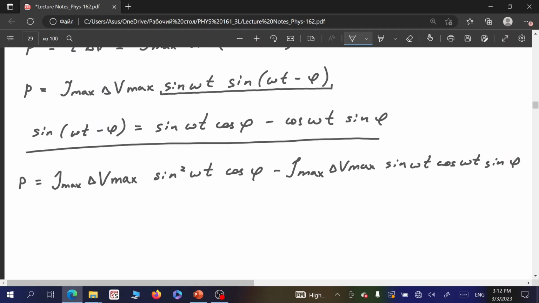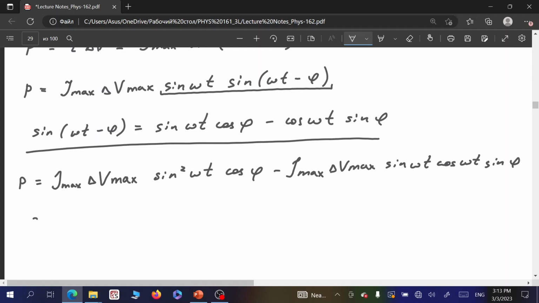So I maximum, like maximum current, maximum voltage are constant. Frequency omega is constant, but here we just have product with time. So this is definitely parameter we will average over time. Then phi is constant, doesn't change with time. And the same here, so sinus phi constant, and this product we need to average over one period.